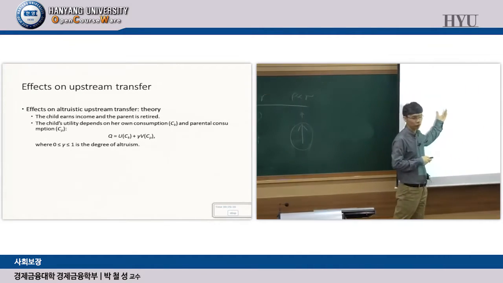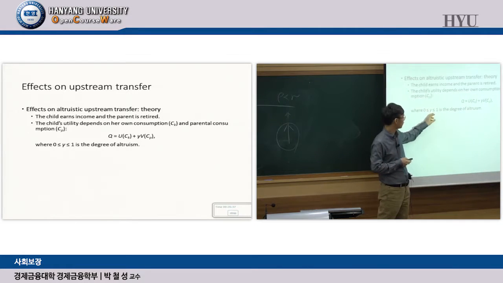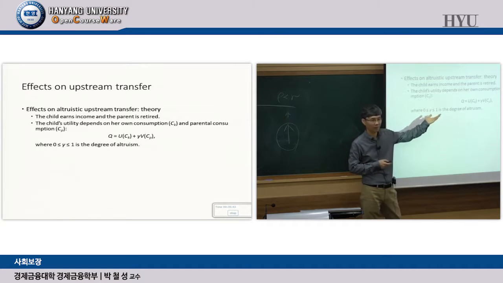So that's the usual assumption, between 0 and 1. We can make it negative. Negative means what? The child wants to harm her parents. Let's rule out that one. That's not good.